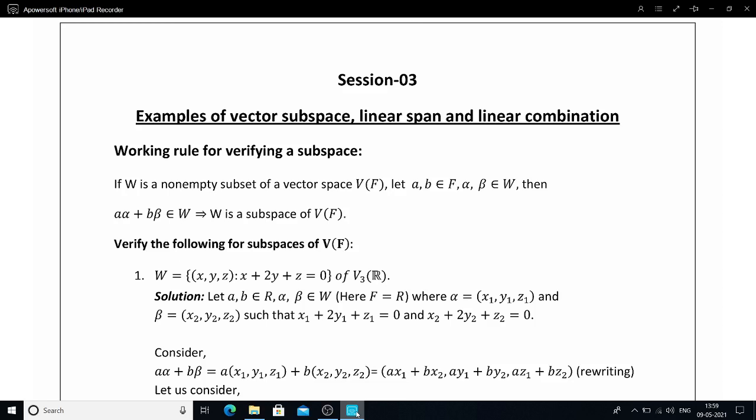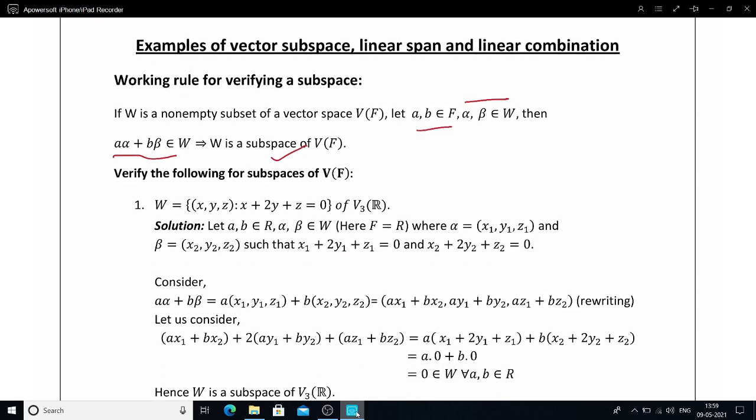Necessary condition for a subspace: A alpha plus B beta belongs to W, to say W is a subspace of a vector space over a field F, where A and B are scalars, alpha and beta are the members of W.